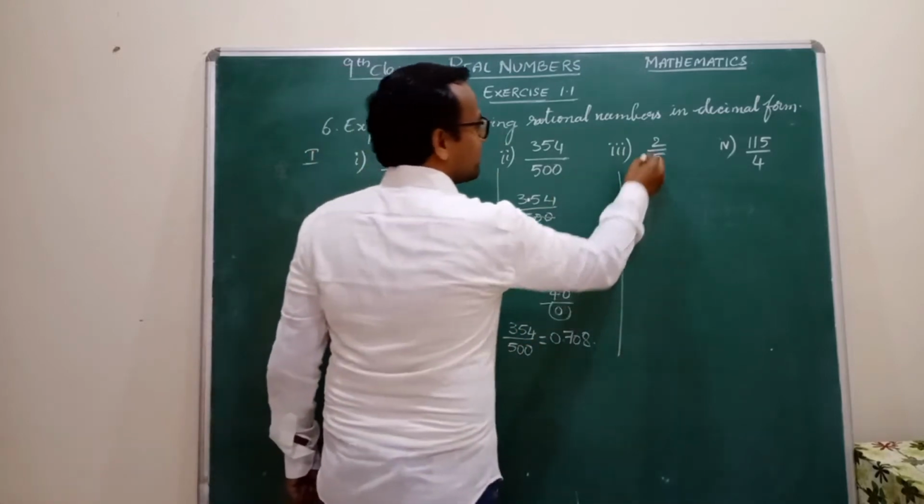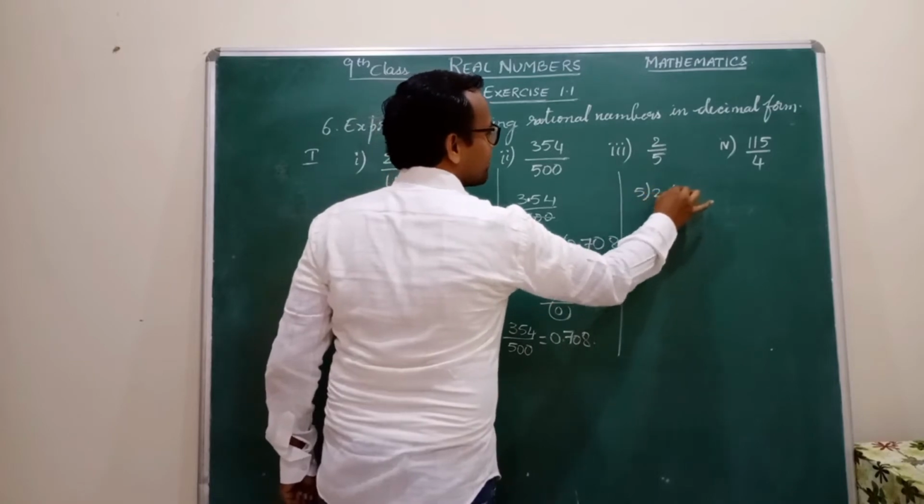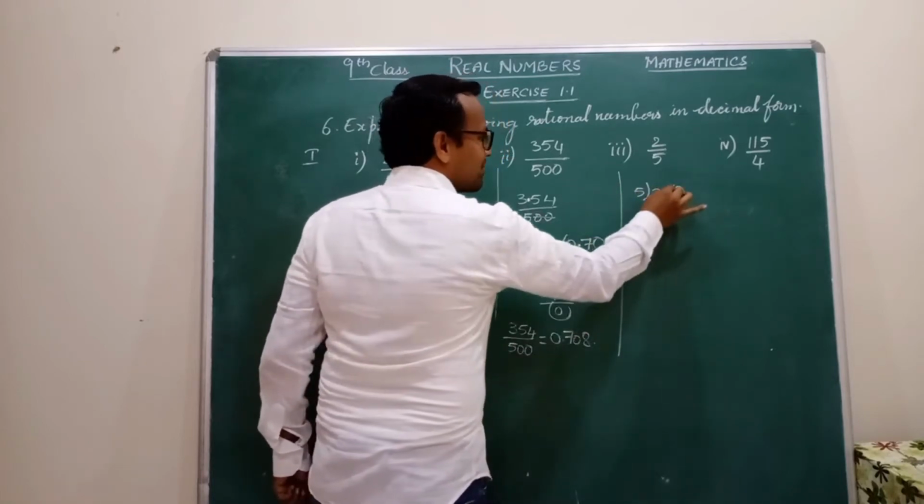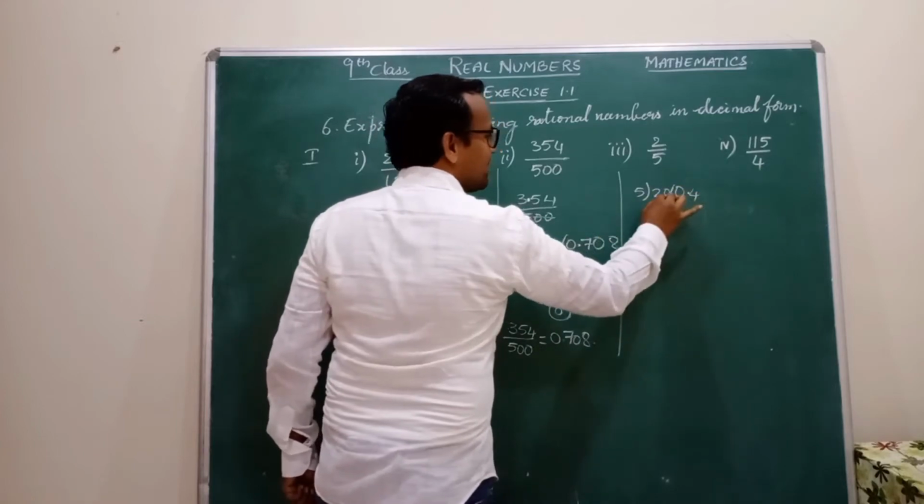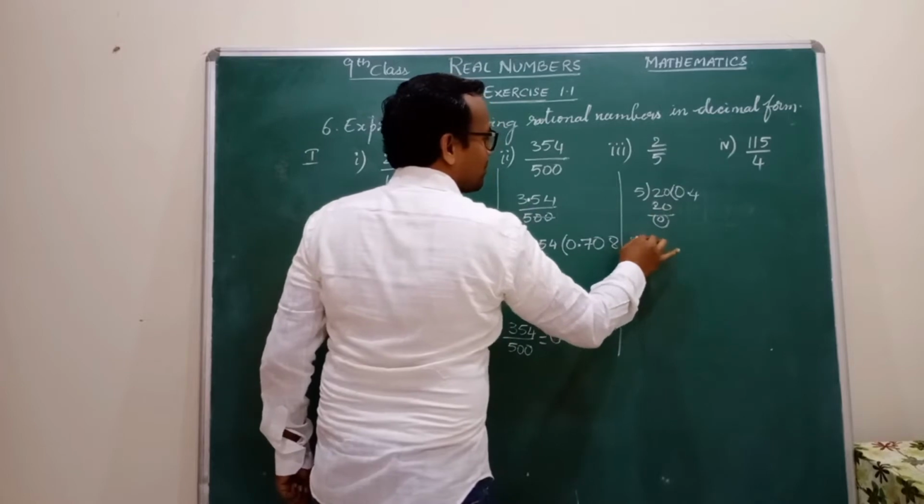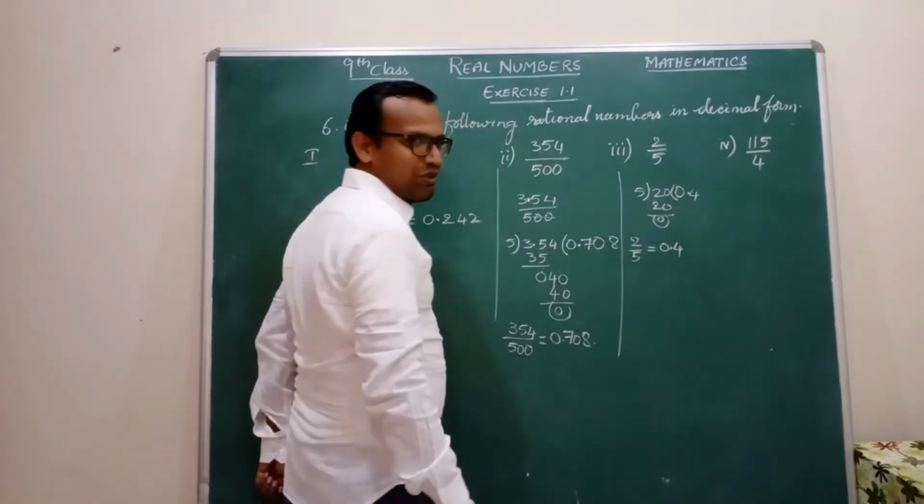The third one, pretty simple, 2 by 5. So divide 2 by 5 like this. 2 doesn't go, so let me take 0 point. So 0 will come. 5 4s are 20. Difference is 0. So 2 by 5 is nothing but 0.4.